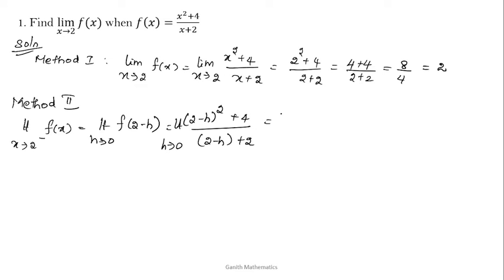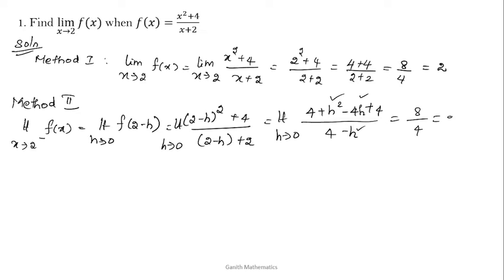Right? So this will be limit h tends to 0 of 2 square, which is 4, plus h square minus 4h plus 4, divided by 2 plus 2, which is 4 minus h. If I put h tends to 0, this term and this term will be 0, and again this term will be 0. So 4 plus 4 will be 8 divided by 4, that is 2.